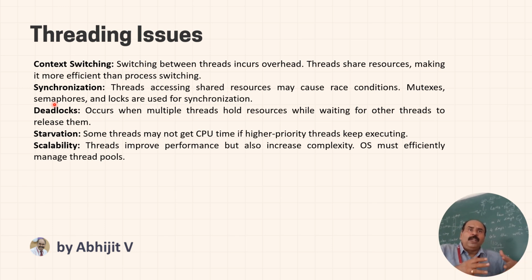The next class will deal with what is meant by process synchronization and what are the methods and algorithms that are used to synchronize processes. So what is a race condition? Mutex, semaphores, and locks are used for synchronization. These are different synchronization techniques. What are these techniques and how are these implemented? We'll see in the next class.